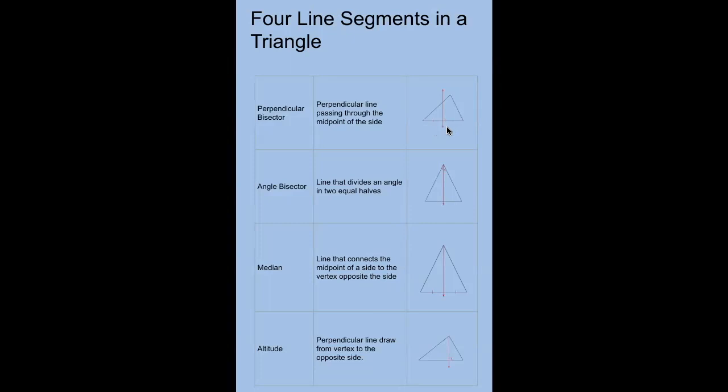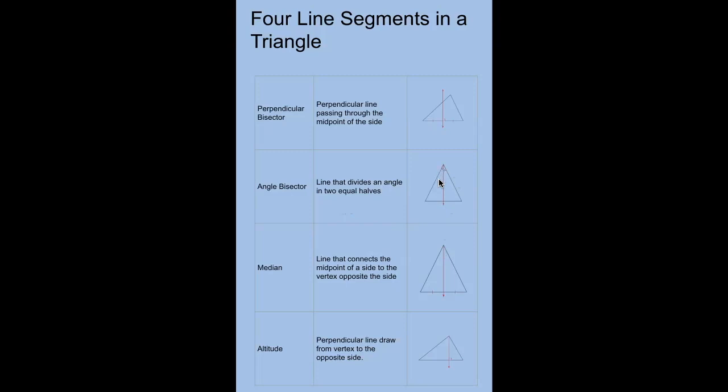Now, one thing to notice about the perpendicular bisector is that it does not necessarily pass through the vertex. It does when it's an equilateral triangle, but we'll talk about that later. The second segment you need to know is the angle bisector. As you can guess from its name, it's the line that divides an angle into 2 equal halves. In the picture, it starts at the vertex, goes to the side opposite, and leaves us with 2 congruent angles.